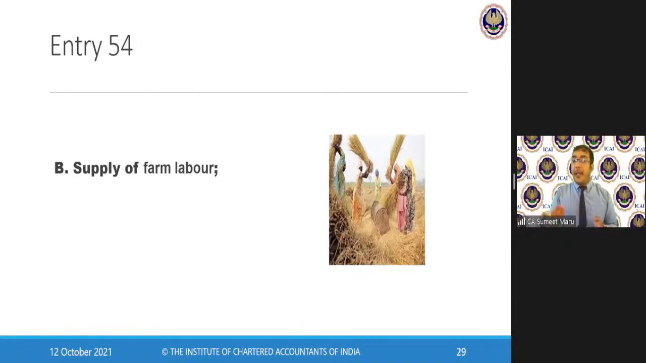So supply of farm labor is also mentioned in an exemption. If an organization is supplying any farm labor to anyone, say 5 labor, 10 labor, 20 labor for a month, for a week or for days, then this is also covered under the exemption.